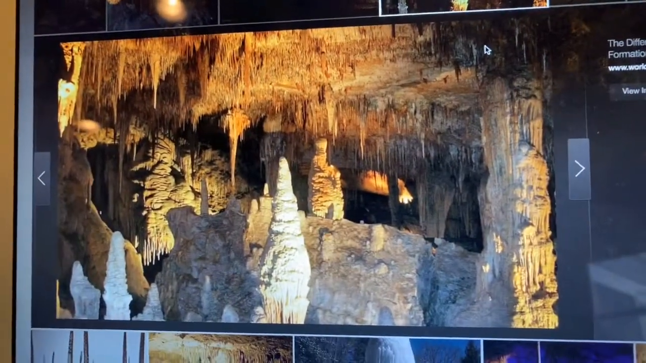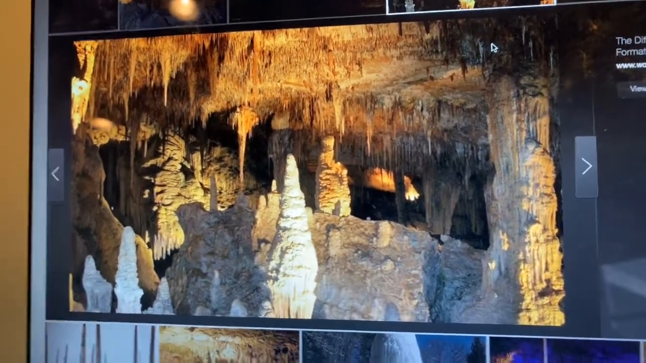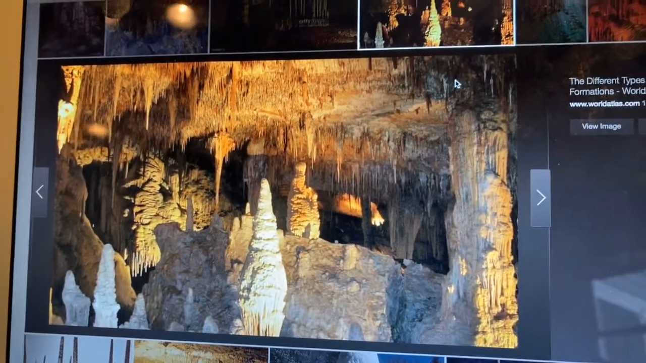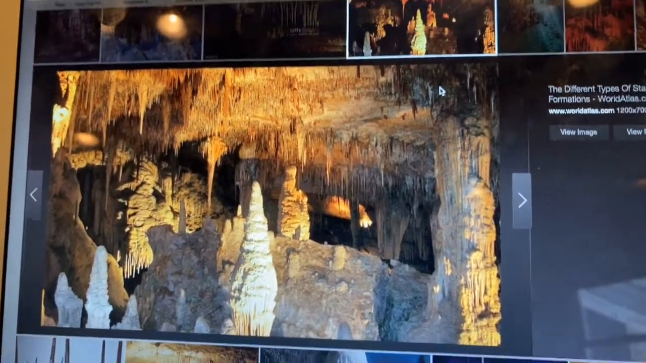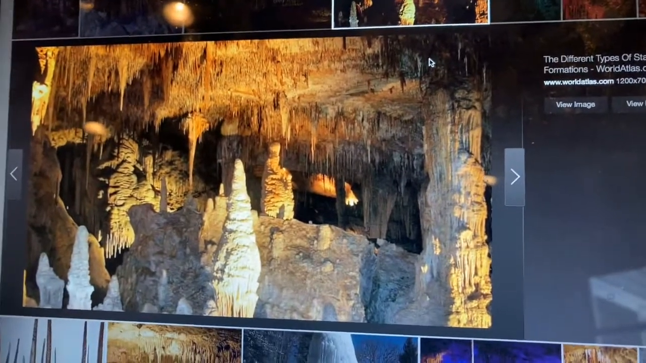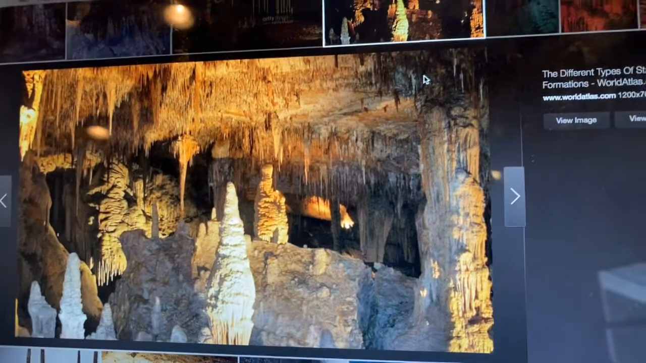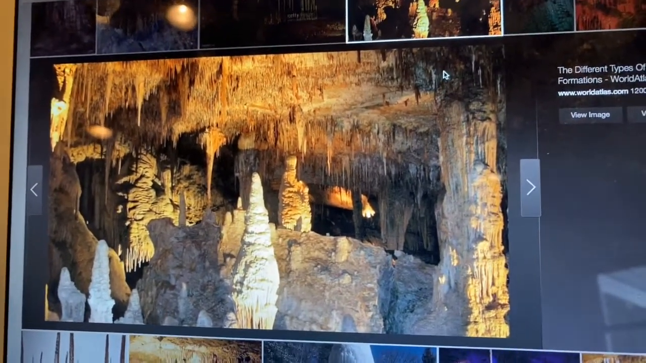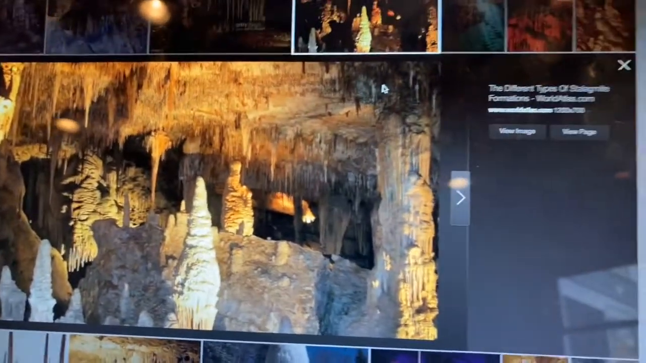The picture that I have pulled up on my computer is a picture of a stalagmite and something called a stalactite. Now we're not going to really talk about the second one, but the reason I have this on a computer is because you find stalagmites and stalactites in caves. I am not in a cave right now, but this is a picture of the inside of a cave.